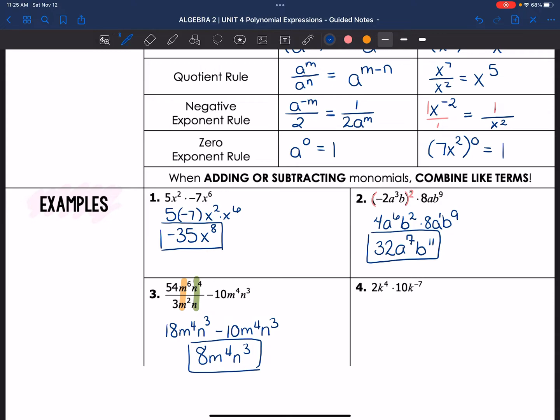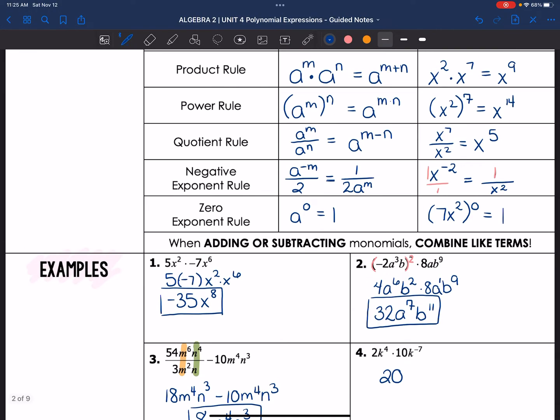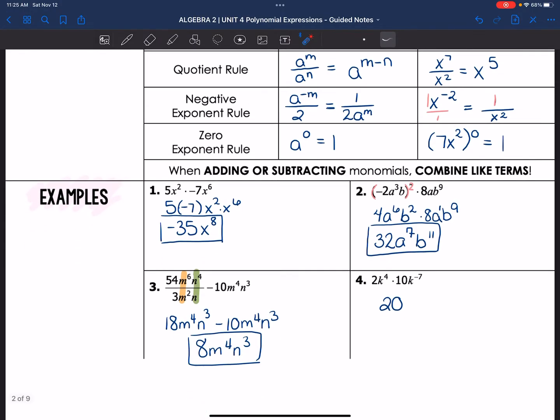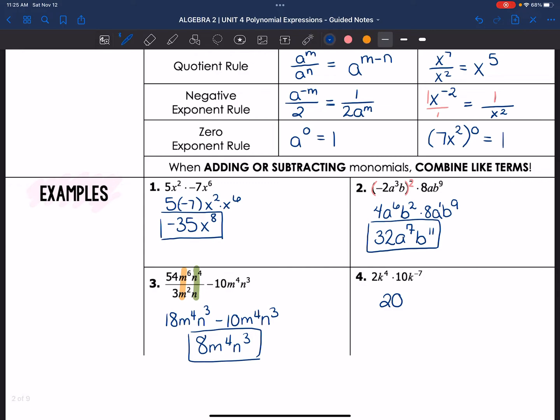All right. So last but not least, let's go ahead and look at example 4. I've got the 2 and the 10, which I multiply together to give me 20. And then I have a k to the 4th and a k to the negative 7. They're multiplying, so I need to go ahead and subtract. I'm sorry, it's kind of like subtracting, but I'm adding, right? I'm applying that product rule, but I'm adding a negative 7. So when I do that, 4 minus a negative 7 is going to be k to the negative 3 power.